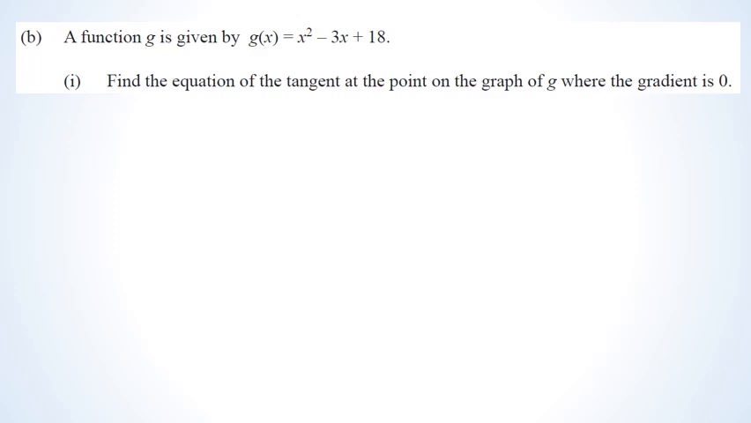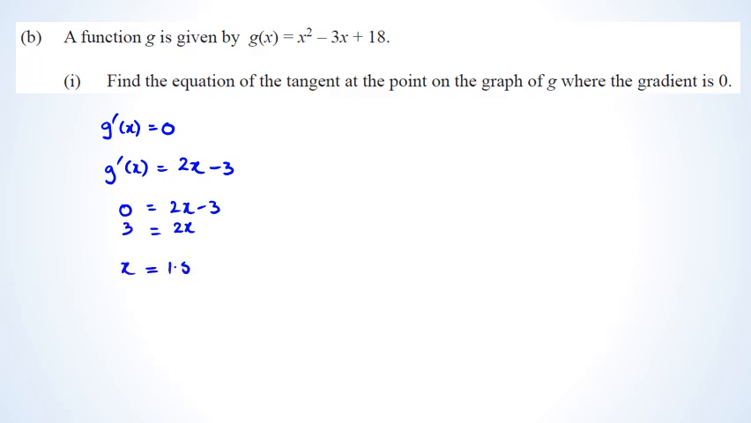Okay, next question. We have a function given by g of x, which is that. Find the equation of the tangent at the point on the graph of g where the gradient is 0. First we need to find when g dash of x equals 0, and then work out the equation. So g dash of x is: differentiation of x squared is 2x, differentiation of negative 3x is minus 3, and 18 is just 0. So if I put 0 equals 2x minus 3, then 2x is equal to 3 and x is equal to 1.5.